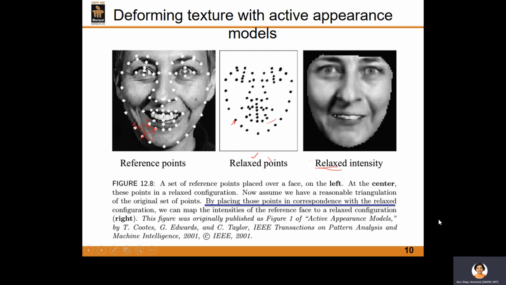Okay, greetings to everyone. In today's class, we will be discussing the continuation of the deformable image registration models.